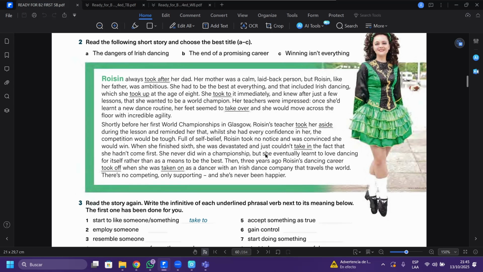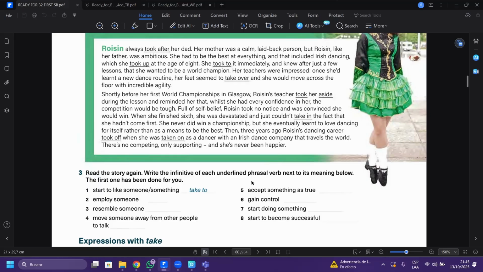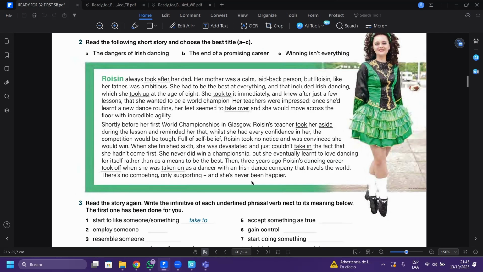Remember that the meaning is to move someone away, like "es apartar a alguien para charlar." Yeah, that is the meaning. To take someone aside.